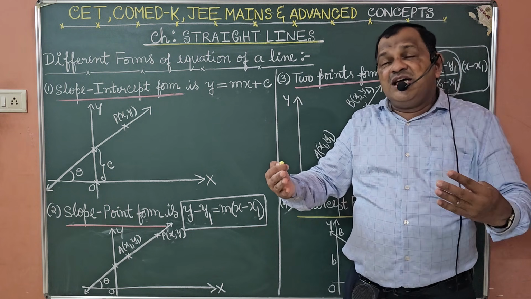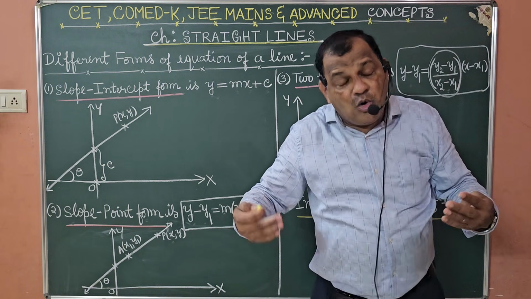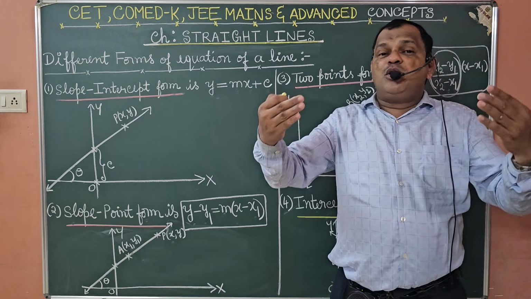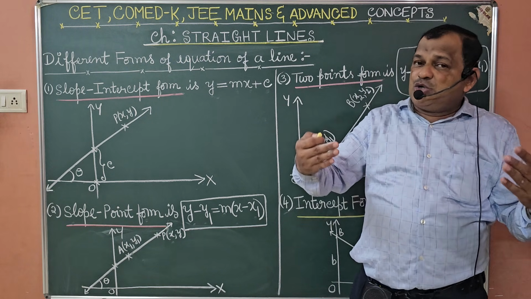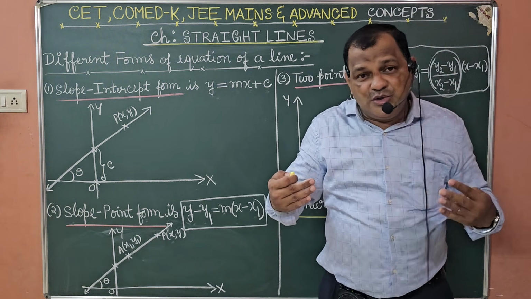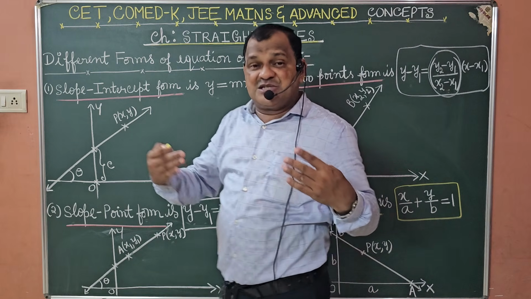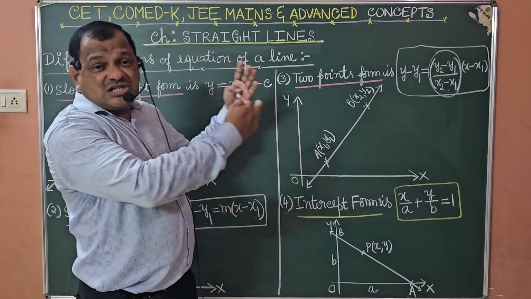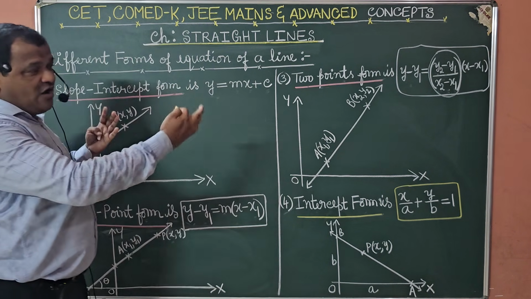Then in case the lines intersect but they are perpendicular to each other, what is the condition for two lines to be perpendicular? m1 into m2 equal to -1. Product of their slopes should be -1. In case they have given two lines but they never touch each other, but they are parallel to each other, what is the condition for two lines to be parallel? Their slopes must be equal. m1 is equal to m2. So that is also a part of our basic concept. So kindly go through this formula.